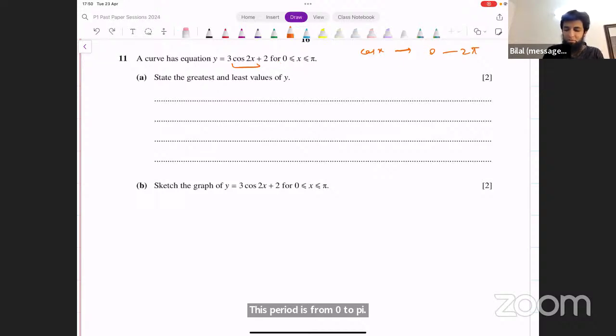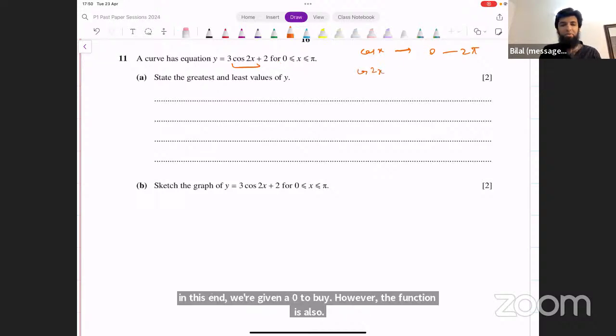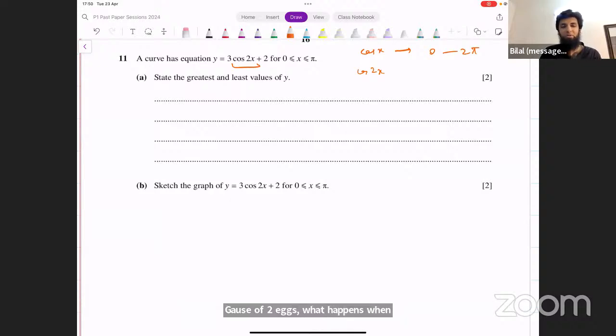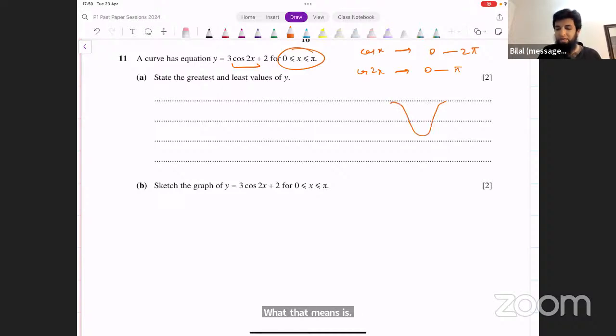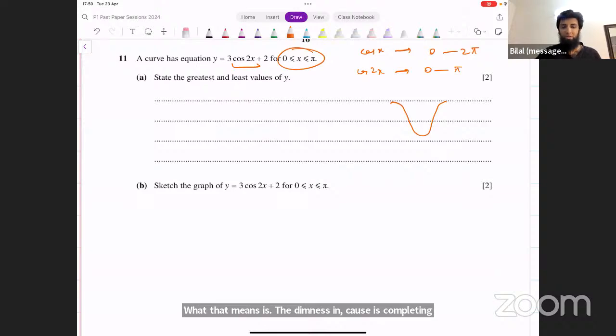However, the function is also cos of 2x. What happens to the period when you do cos of 2x? The period becomes half, because this is a horizontal stretch, scale factor 1 over 2. So the period that was earlier 0 to 2 pi now becomes 0 to pi. What that means is, within this interval, cos is completing one full cycle.